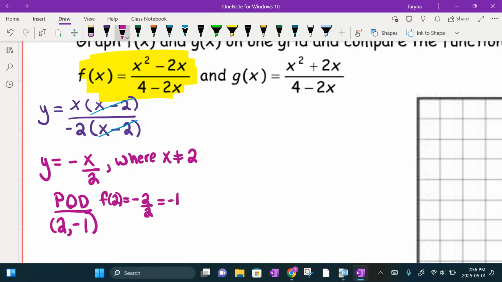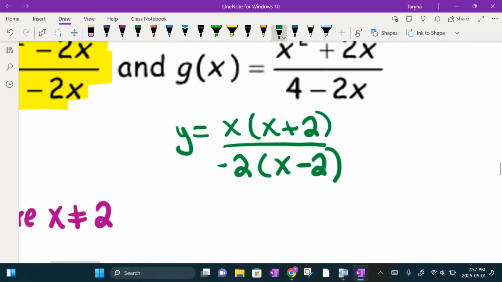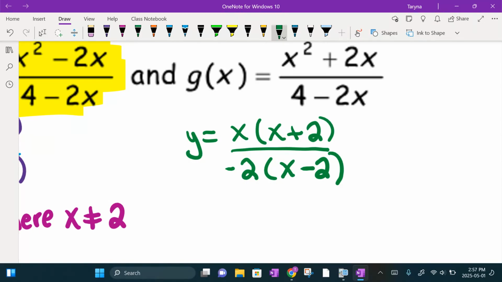So there's my point of discontinuity. And then my second one. So this one, thank you. See how we're going to run into a problem with this one? If I took the negative 2 out, same as the bottom, then I'm left with an x minus 2. Does this one have a point of discontinuity or a vertical asymptote? This one has a vertical asymptote, right, because this one doesn't divide out.